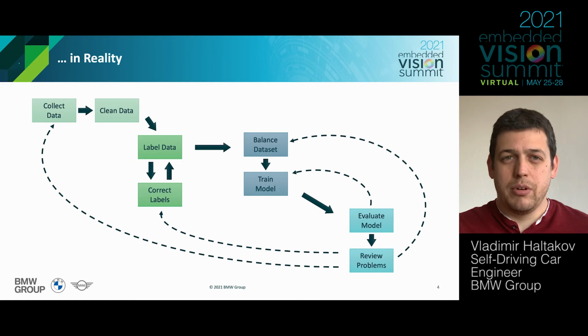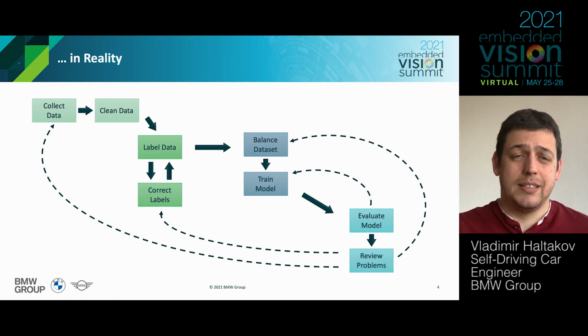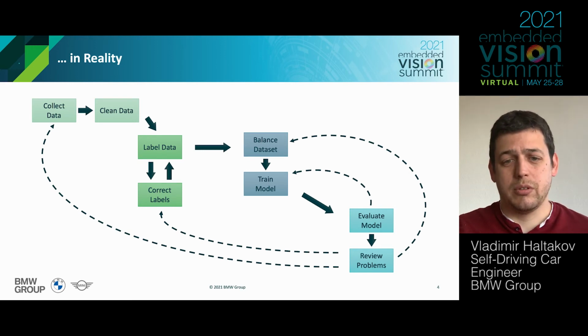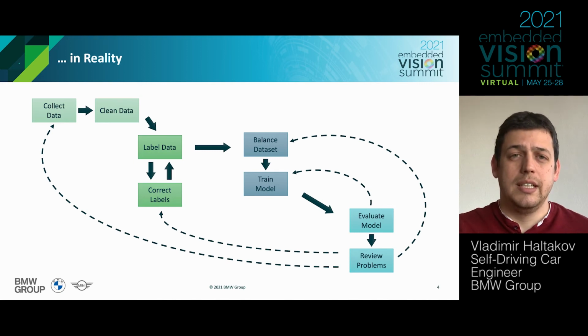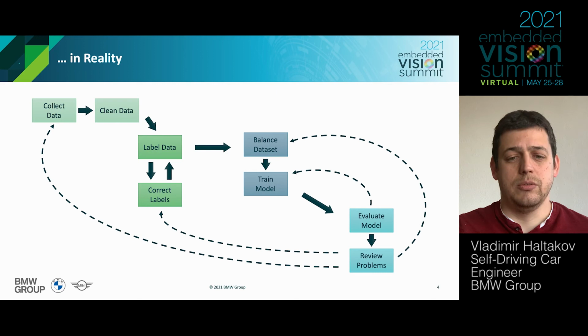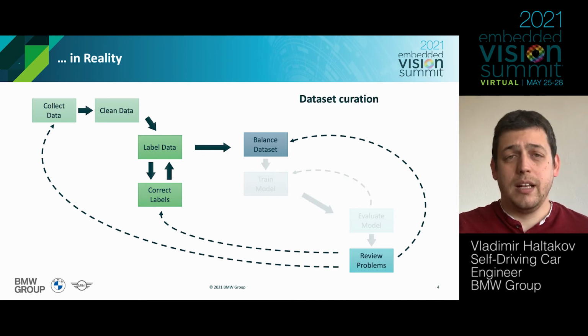But things in the real world look more like that, so it's a bit more complicated. So after you collect the data, you need first to clean it, labels, we have problems, so we need to correct them. You need to balance your data set before training your model. And this is an iterative process. So after you evaluate the performance, you need to go back to data collection or labels or balancing.